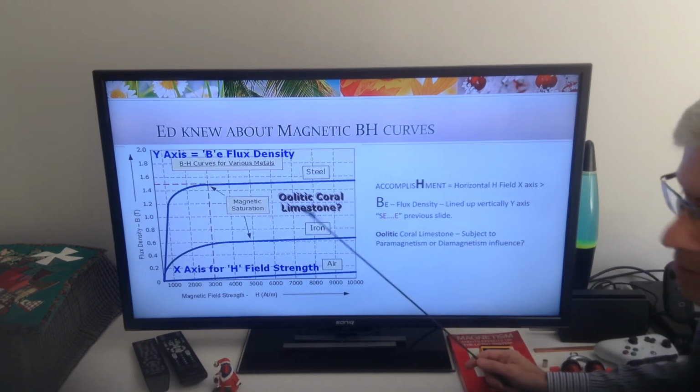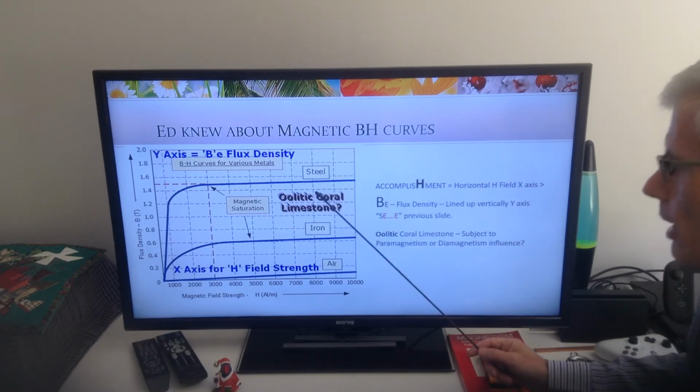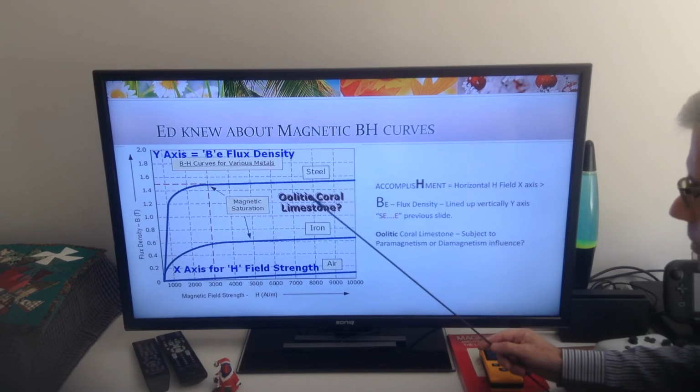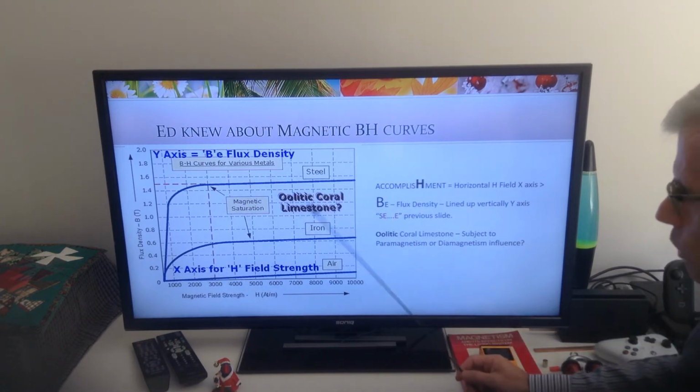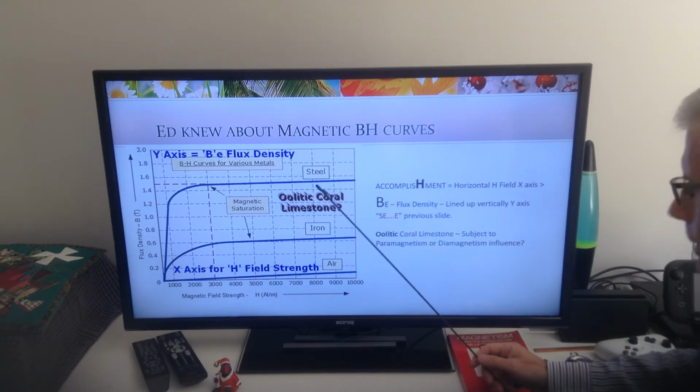Oolite, coral limestone, I haven't actually managed to get hold of any yet, but when I do, I'd like to check out the properties. I would say it would have either diamagnetic or paramagnetic type properties. Anyway, it'd be interesting to see what would happen if you somehow magnetized it.